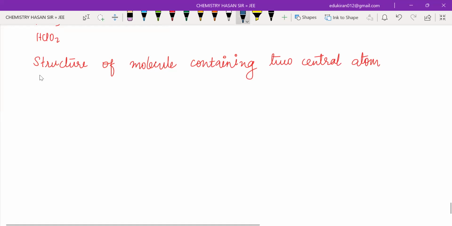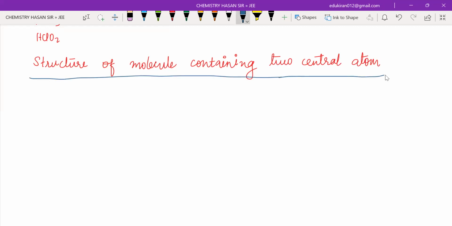So in the previous class, we discussed the structure of molecules having only one central atom. And today we are going to discuss the structure of molecules having two central atoms. There are two cases of this, and we are going to deal with case one. Please do write with me.